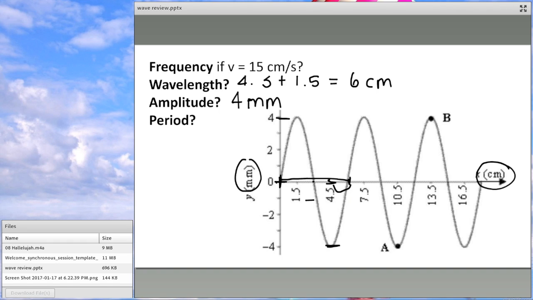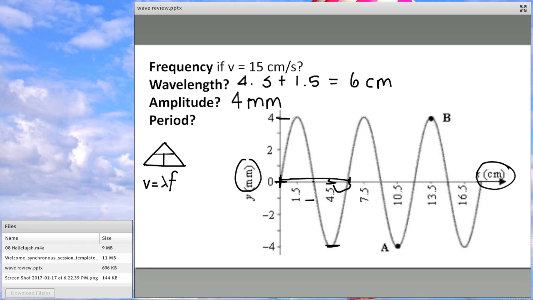Okay, so these two are different. Now, what is the frequency if V is 15 centimeters per second? So, right, we have this formula, V equals wavelength times frequency. And we found the wavelength, and here's our V, so we can find F. And what I'm going to do is put it in the triangle. This is why I wanted to solve for wavelength first, by the way.